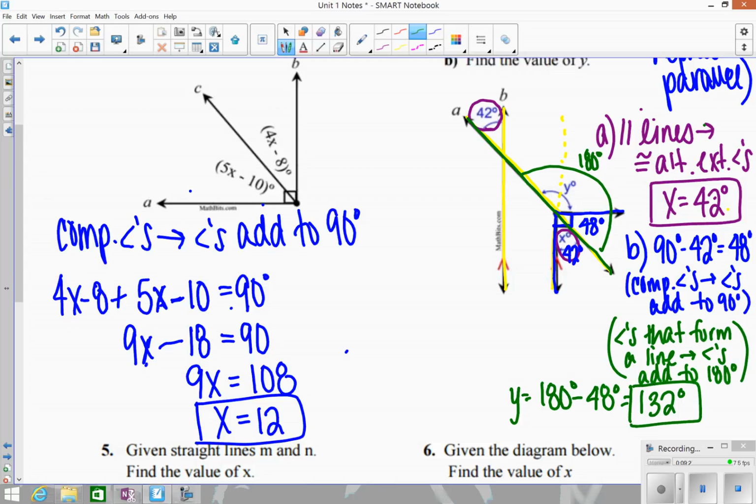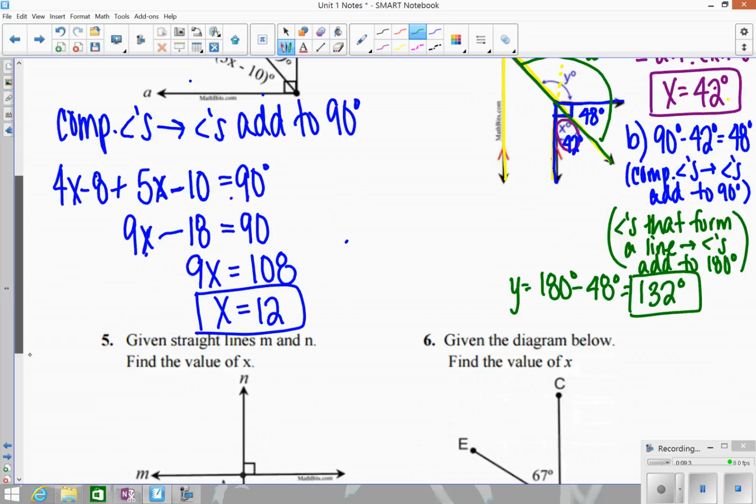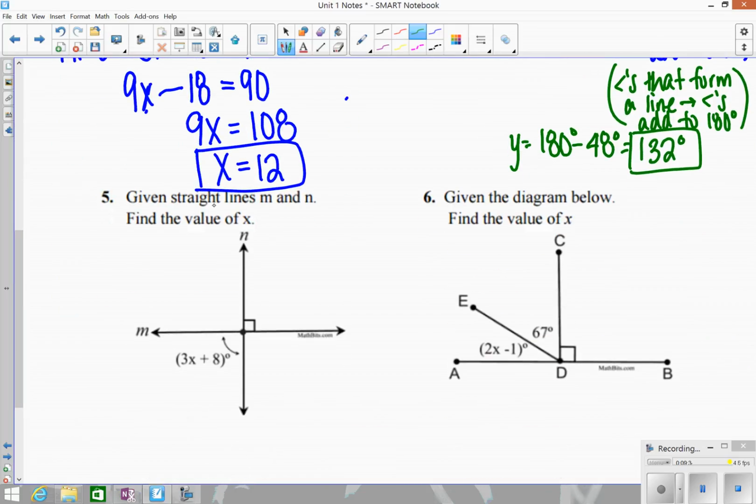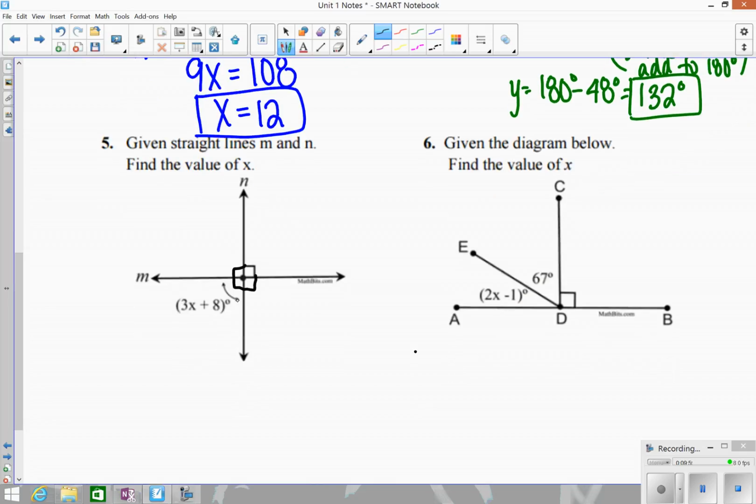So that one was a little bit more intense because you had more parts to it. Let's look at the other two, which are more straightforward. So this one says we have straight lines M and N, and it has a marking here for perpendicular, which means you can go ahead and mark all four angles being perpendicular. So find the value of x. Well, it says this whole angle here is 3x plus 8. Well, that would have to equal 90 because if this is a right angle, well then all four are right angles, which means that the degrees in this space here is going to be 90 degrees.